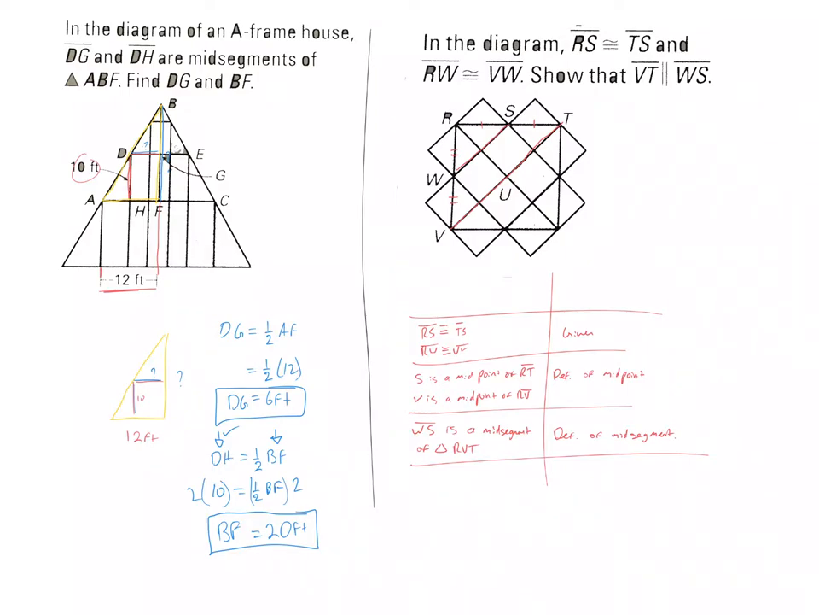That means WS, let's go back, let's say that means VT is parallel to WS. And that is the midsegment theorem. Boom.